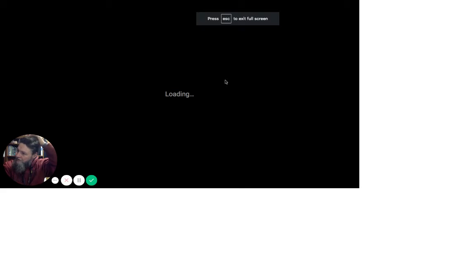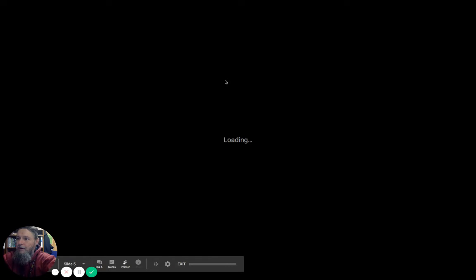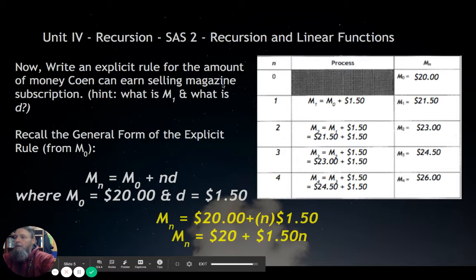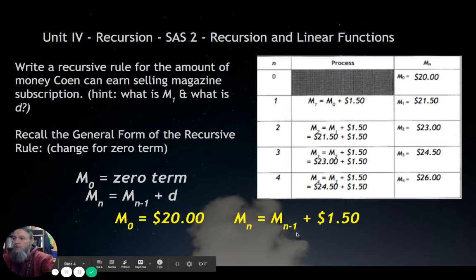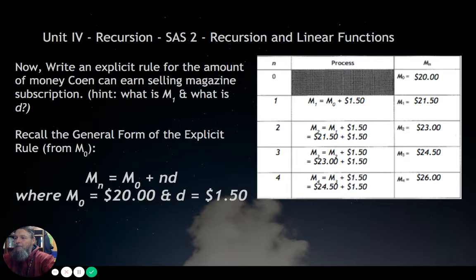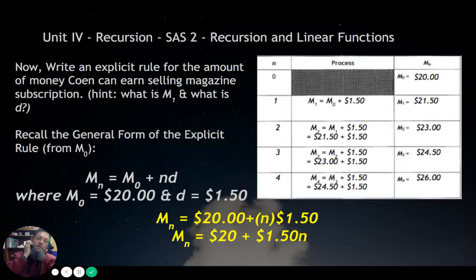As you can see, the answer was given. I'm going to go ahead and give it real quick. M subscript N is the initial value 20 plus N times the common difference D. Okay, so M subscript N equals $20 plus $1.50 times N. That's our explicit rule. It's very familiar to the recursive rule. It's just written a different way. Notice in the recursive rule, you end up with 2 equations, but in the explicit rule, you only have 1.